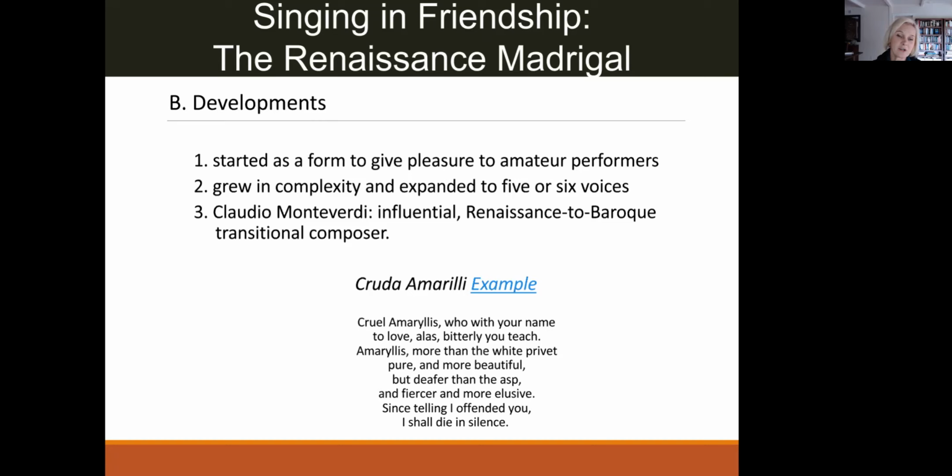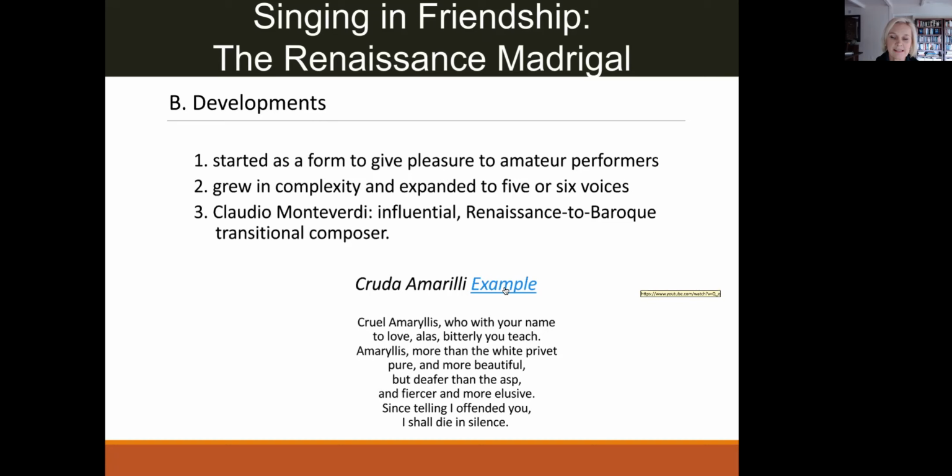Claudio Monteverdi is our influential composer in this genre, and he's a representative who lived during the Renaissance, but he also links us into the Baroque. We will continue to hear his name as we study the next era, which is the Baroque era, especially in the beginning, as we talk about opera, and see how he was influential in that genre as well. But back to the genre of the madrigal.